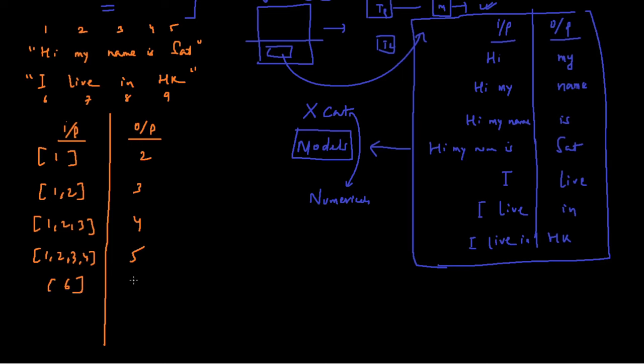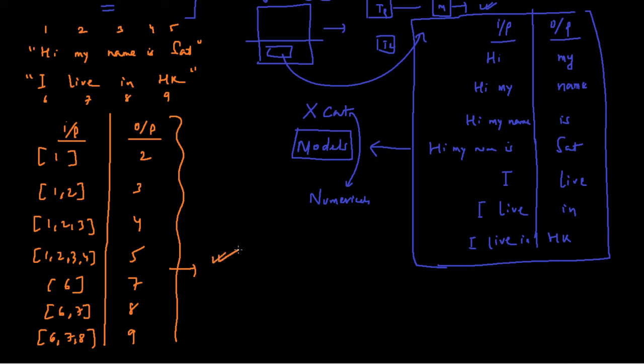Fifth one, input is 6, output is 7. Then we have 6 and 7, output is 8. Then we have 6, 7, and 8. And that becomes my final data. So the step one for this kind of project, this kind of use case, is converting text into numbers, a numerical representation, right?